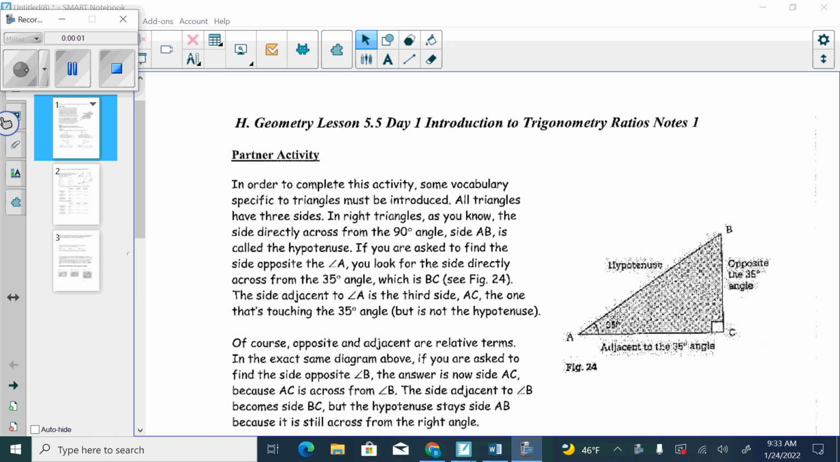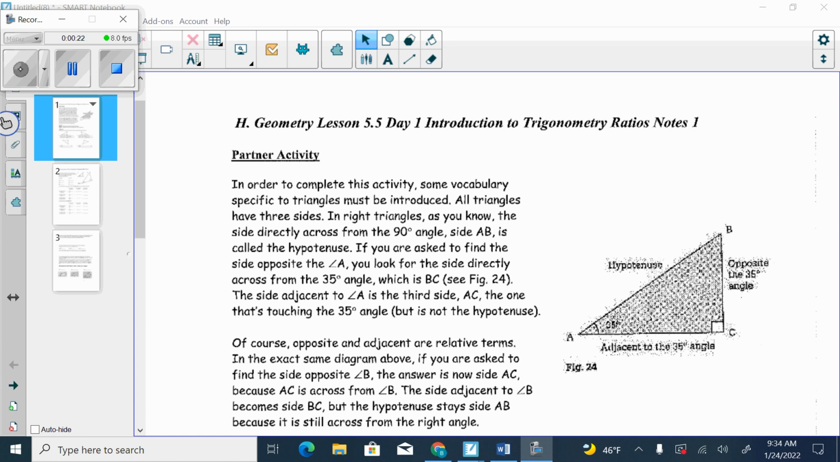We are going to complete a small activity at the bottom of this page, but in order to do so, we're going to have to go over some vocabulary. We've got to go over a couple of vocab terms. You guys already know what these words mean. We're just going to talk about them in reference to a figure like this.